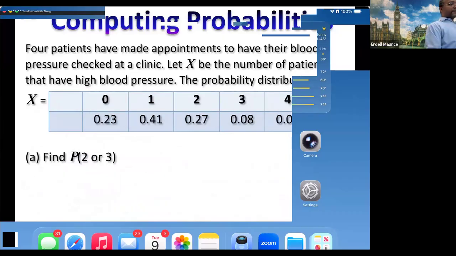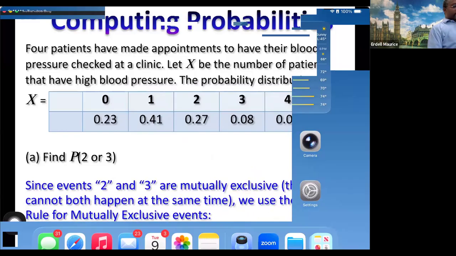In this process right here, is it possible for both 2 and 3 people to have high blood pressure on a single day? Is it possible out of the 4 people, exactly 2 of them have high blood pressure and exactly 3 of them have high blood pressure? Is that possible? No, it's not. And so these are mutually exclusive events. Therefore the probability of 2 or 3 is simply going to be the probability of 2 plus the probability of 3. Or means to add, so you just have to add them together. There is a 35% chance that either 2 or 3 out of the 4 people will have high blood pressure.